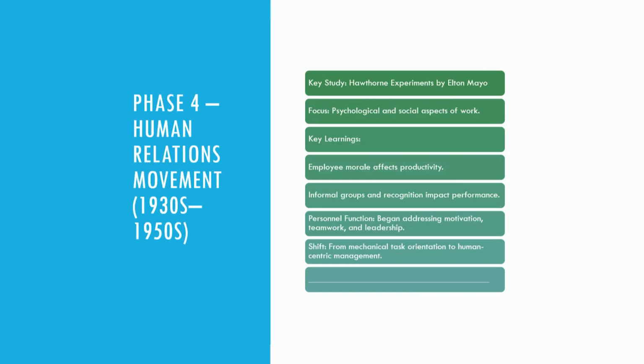Then comes phase 4 of evolution. This phase 4 includes the human relations movement. It is from the 1930s to 50s. In the human relations movement, certain experiments took place to find out what factor affects employee productivity, out of which one of the most important is the Hawthorne experiment by Elton Mayo. This was done in Chicago in the Western Electric plant. The company was Western Electric, the country was US, and the place was Chicago.